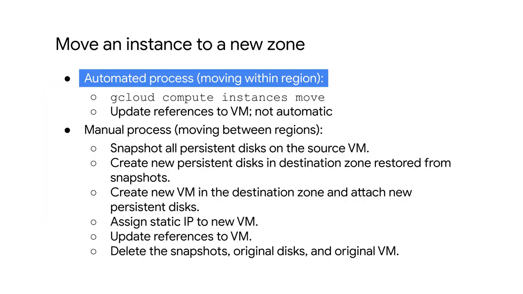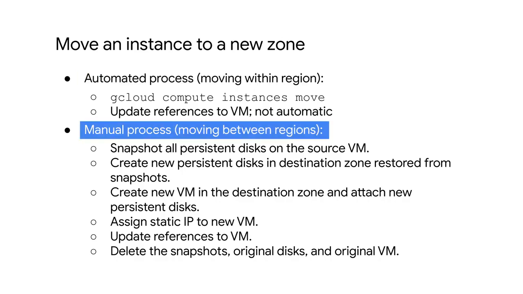If you move your instance within the same region, you can automate the move by using the gcloud compute instances move command. If you move your instance to a different region, you need to do so manually by following the process outlined here. This involves making a snapshot of all persistent disks and creating new disks in the destination zone from that snapshot. Next, you create the new VM in the destination zone and attach the new persistent disks, assign a static IP, and update any references to the VM. Finally, you delete the original VM, its disks, and the snapshot.